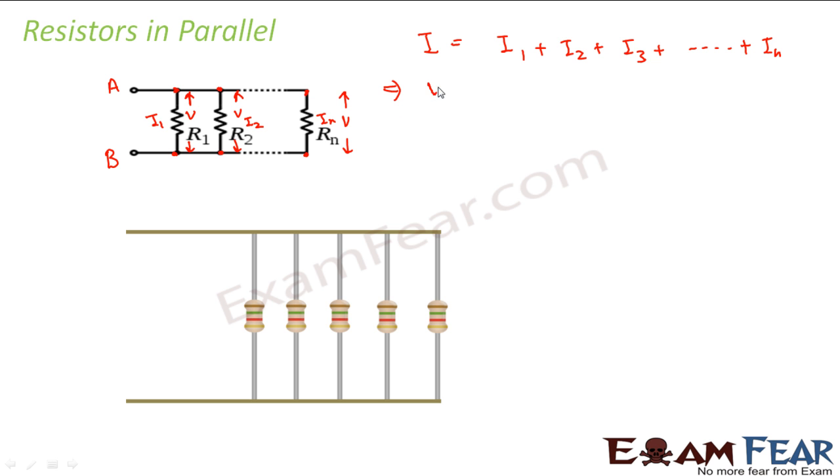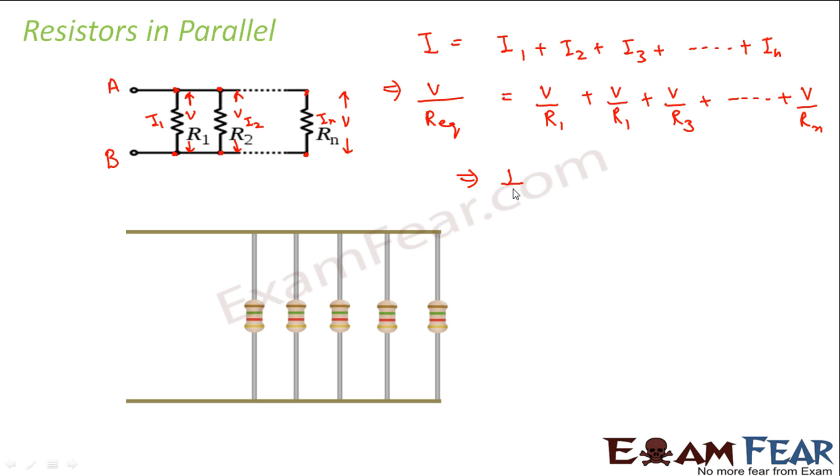Now from Ohm's law we can write I is equal to V divided by R equivalent, that is the equivalent resistance of the circuit. This is equal to V by R1 plus V by R2 plus V by R3 and so on till V by Rn. So from this we can write 1 by R equivalent is equal to 1 by R1 plus 1 by R2 plus 1 by R3 till Rn.